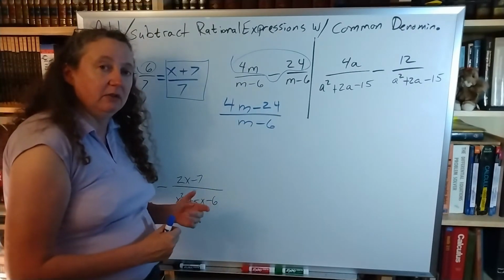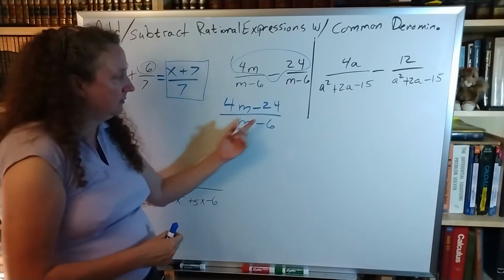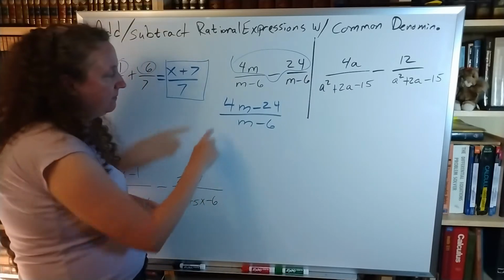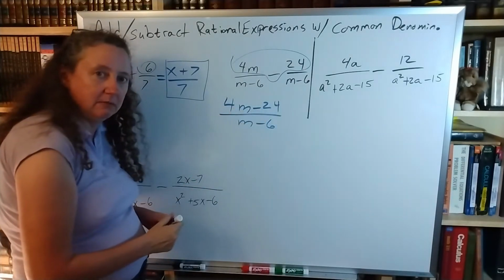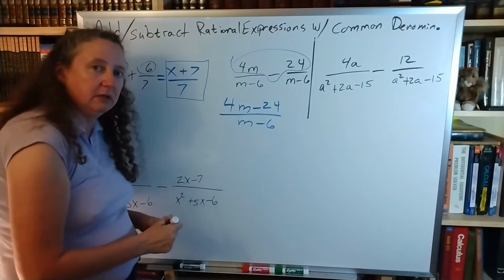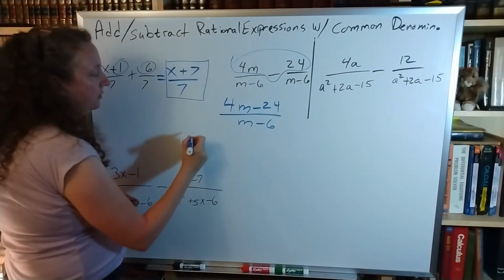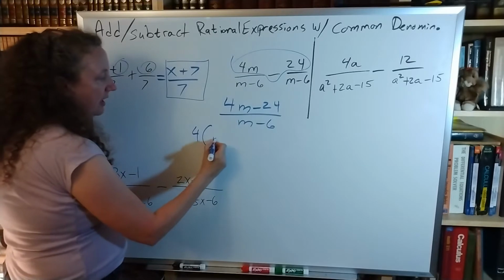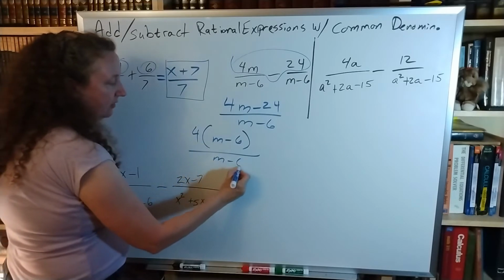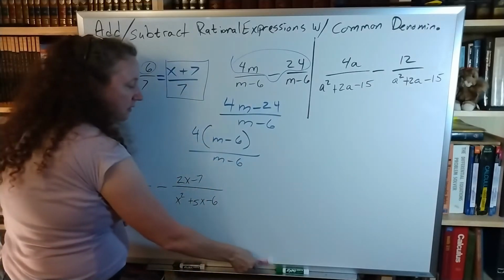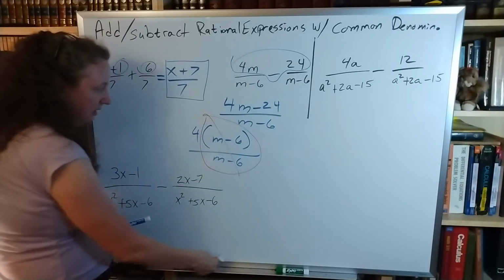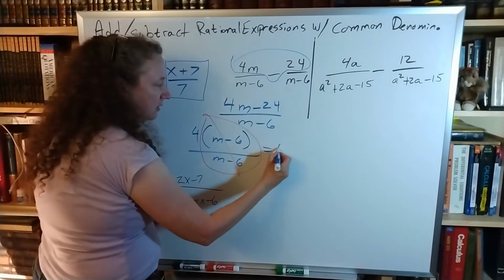Next thing that I have to check is, can I reduce? Doesn't look like it at first, but I have to do a little bit of work to find out. 4, 24, can they be divided by the same thing? Yeah. I can take 24 divided by 4. What do you get then? You get 6. So this is 4 times m minus 6 all over m minus 6. Well, guess what now? They cancel out. And I am left with just 4.